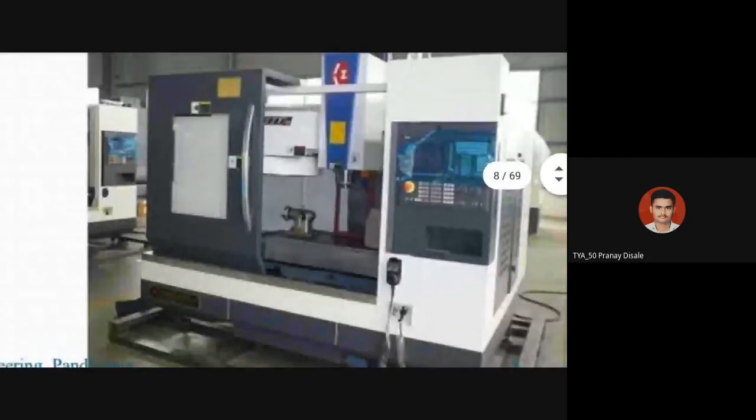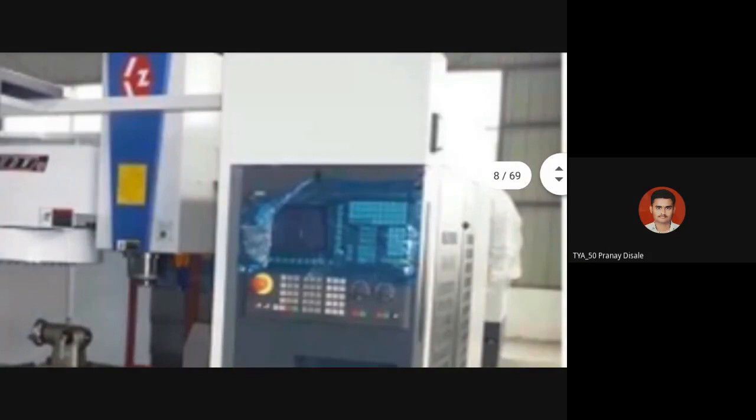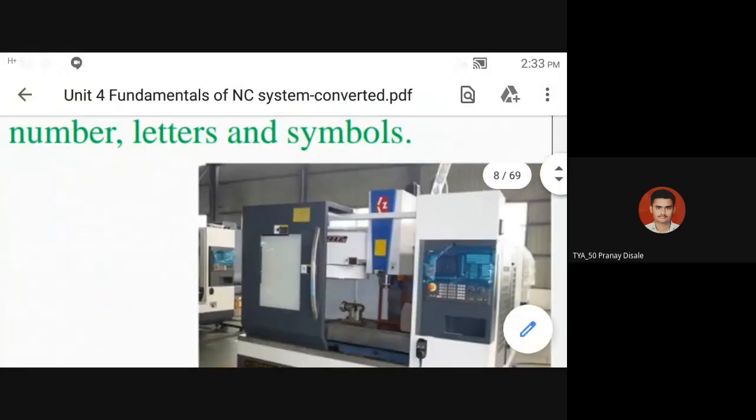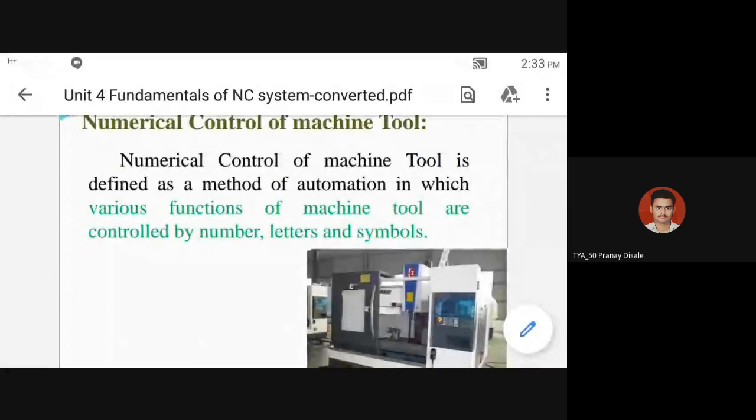This is also the input here, whatever input we have to give, whatever program we have to insert into that NC machine from this screen. This is the input for the NC machine. So this is a very simple numerical control machine tool.